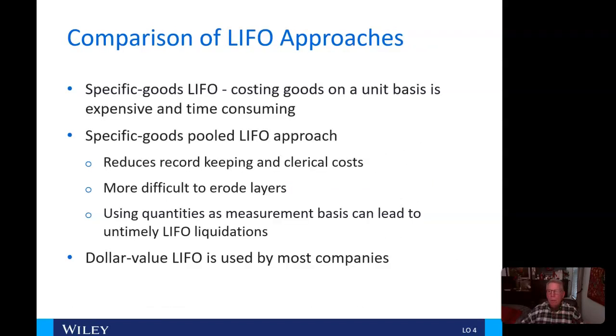Okay, so specific goods LIFO, costing goods on a unit basis, is expensive and time consuming. Well, practically, I've never seen that done. Specific goods pooled LIFO approaches definitely will reduce your record keeping and clerical costs, it's more difficult to erode the layers, and using quantities as a measurement basis can lead to untimely LIFO liquidations. But dollar value LIFO is used by most companies, in my experience, all of the ones for which I have worked.